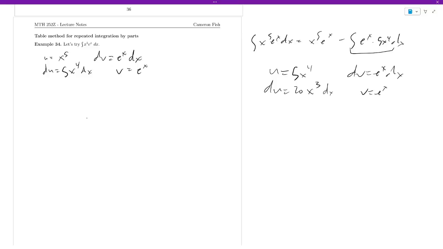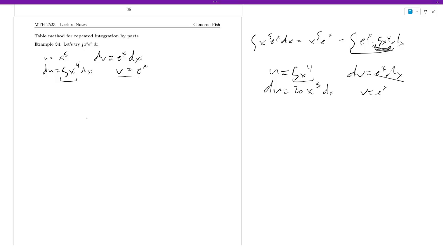What I want you to notice here is that the u that we picked the second time around, this 5x to the 4, is exactly the result of doing the du originally. The du, the 5x to the 4, ended up being the new u that I picked when I did the next integral. And the dv ended up being the v from the previous one.